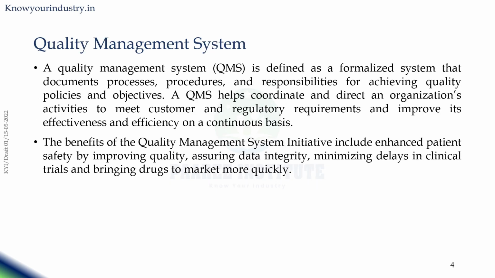What is a quality management system? The quality management system is defined as a formalized system that documents processes, procedures, and responsibilities for achieving quality policies and objectives. A QMS helps coordinate and direct an organization's activities to meet customer and regulatory requirements and improve its effectiveness and efficiency on a continuous basis.